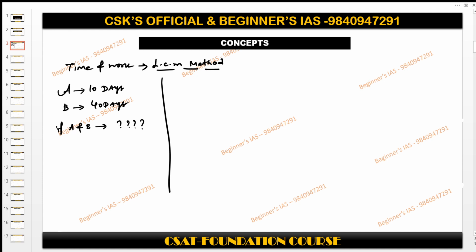To solve this kind of model, you do have a lot of methods. The first method, just learn the LCM method. That is more than enough. You can solve by using the xy by x plus y method also, but learn the LCM method. So what is the LCM between 10 and 40? The LCM is 40, right? This is the first step. Just take this 40 as the total work that has to be done. If you complete these 40 units of work, then only your total work gets completed. This is the logic behind this.